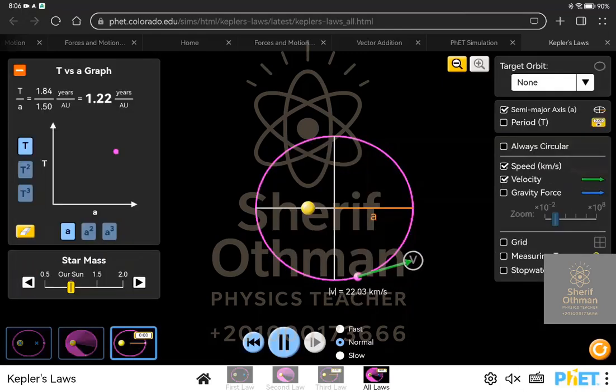Moving to Kepler's third law of motion. Kepler's third law is the relation between periodic time and the radius of the motion. The square of the time is directly related to the radius cubed, which are equal to each other. So the ratio between them is equal to 1. Let's see that. I'm going to choose T and A.